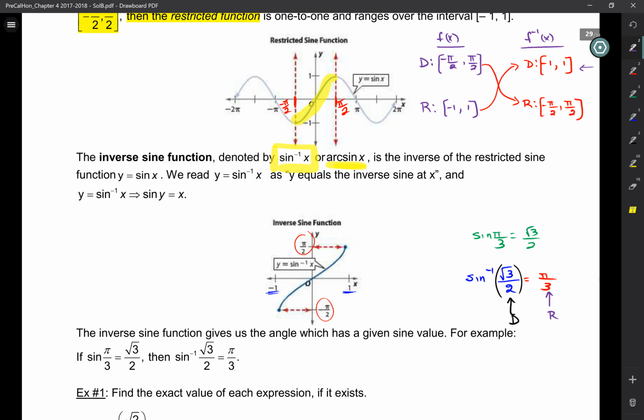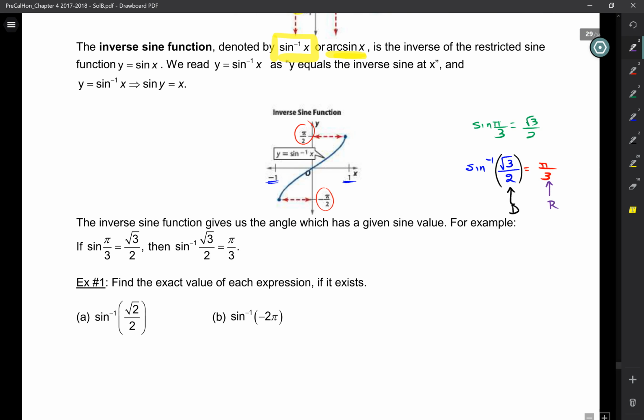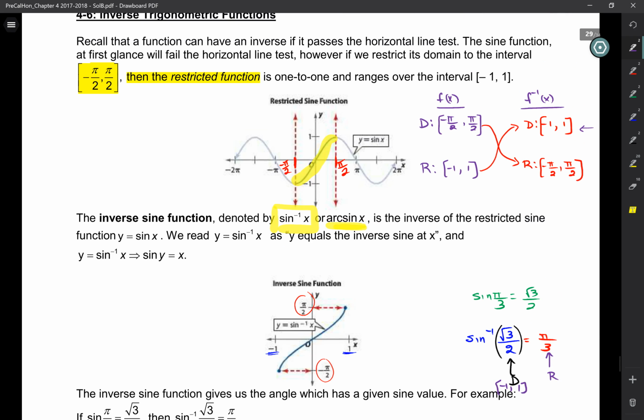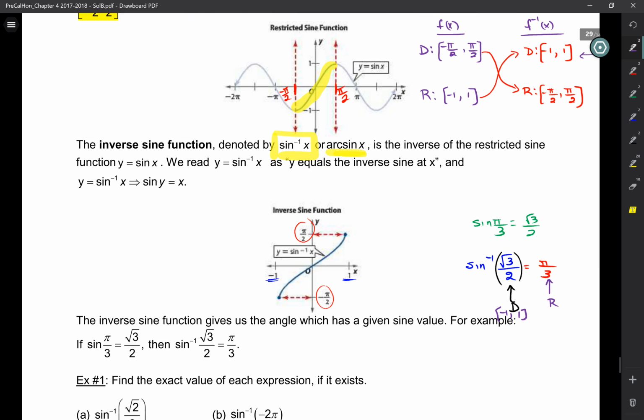Negative 1 to 1. That means the number inside the inverse sine here can only be between negative 1 and 1. So if you have sine inverse of 2, doesn't work. Does that make sense? Yeah. So it can only be between negative 1 to 1. The range, what did we define the range as? Negative pi over 2 to pi over 2. So that range can only be between negative pi over 2 to pi over 2.